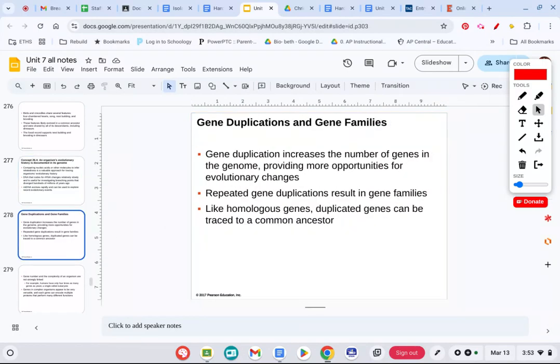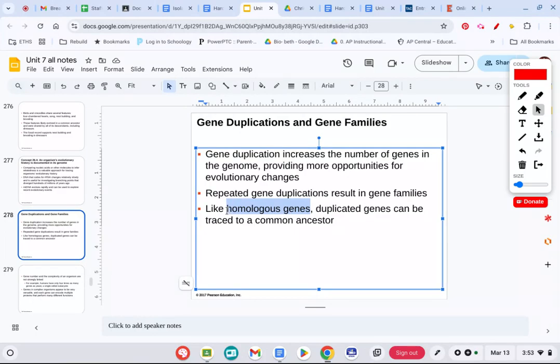In particular, we can look at how similar genes are, so we can look at the similarities in gene sequence. The more similarities in gene sequence, the more homologous and more closely related those particular groups or organisms must be. Okay, so if we look at homologous genes, we can also look at duplicated genes.